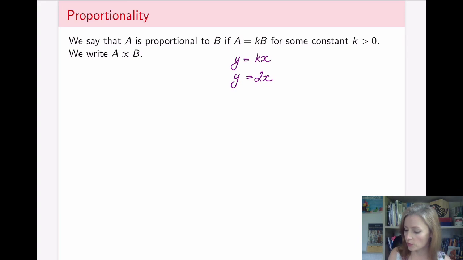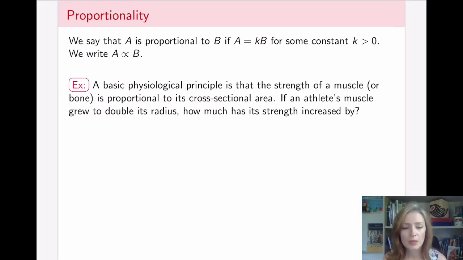So let's take a first look at our example here. A basic physiological principle is that the strength of a muscle or bone is proportional to its cross-sectional area. So cross-sectional area meaning what the bone or muscle looks like if it was cut. If an athlete's muscle grew to double its radius, how much has the strength increased by?